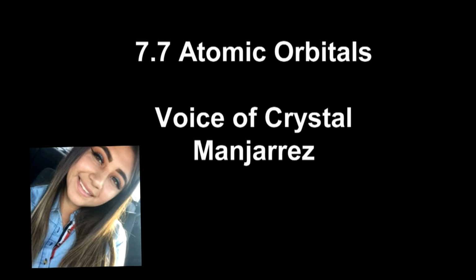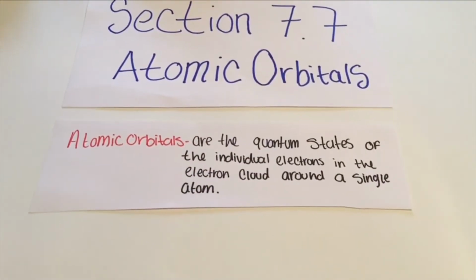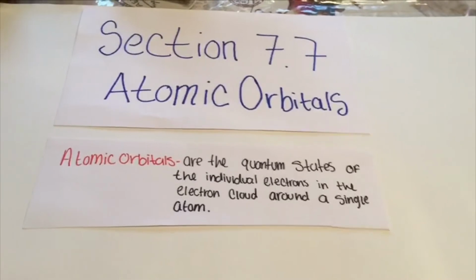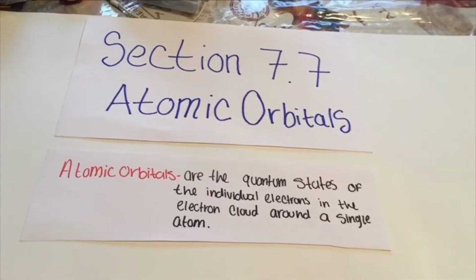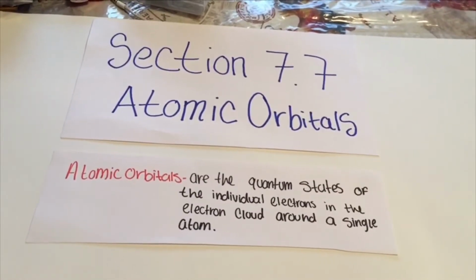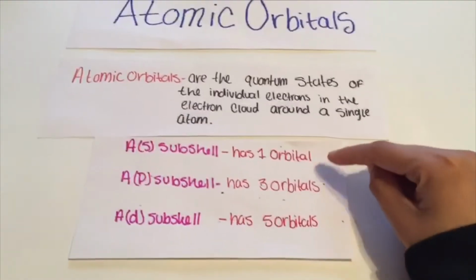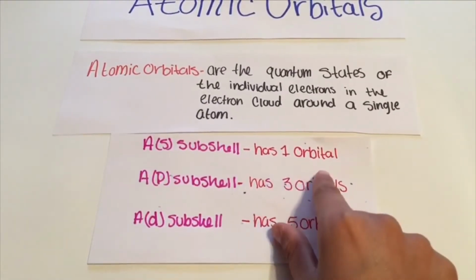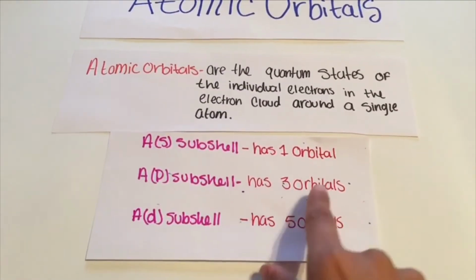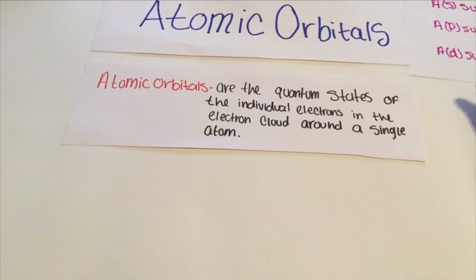Today on section 7.7 we will be talking about atomic orbitals. Atomic orbitals are the quantum states of the individual electrons in the electron cloud around a single atom. There are 3 types of orbitals, which are the s, the p, and the d orbitals. Each subshell, depending on the orbital, has a certain number of orbitals. For example, the s subshell has 1 orbital, the p subshell has 3 orbitals, and the d subshell has 5 orbitals, which means it's the largest one.